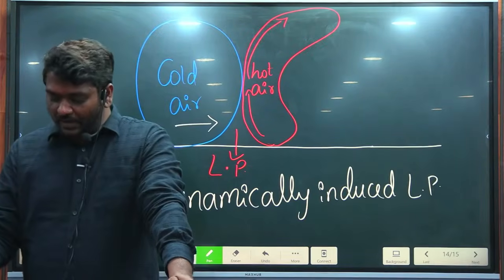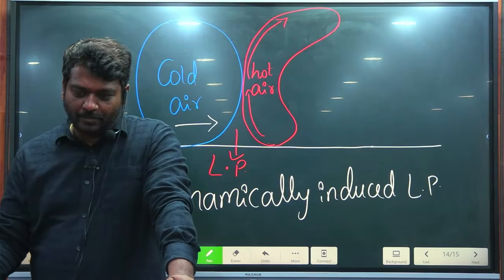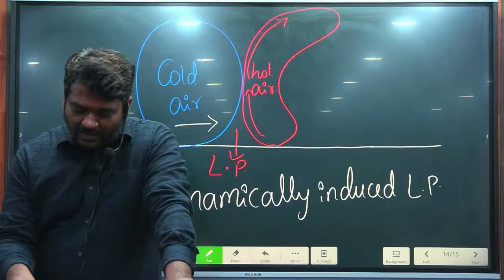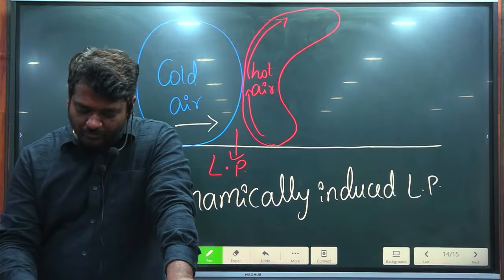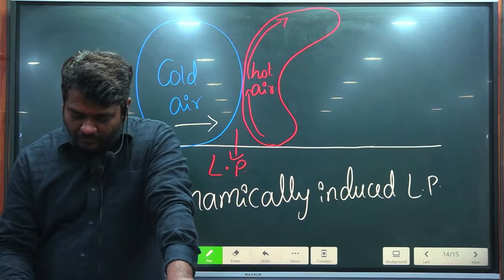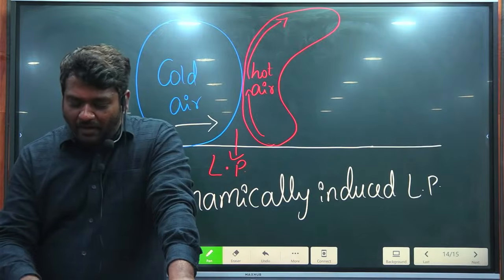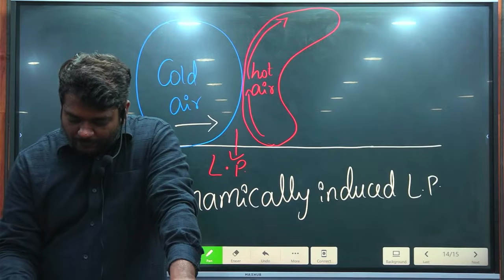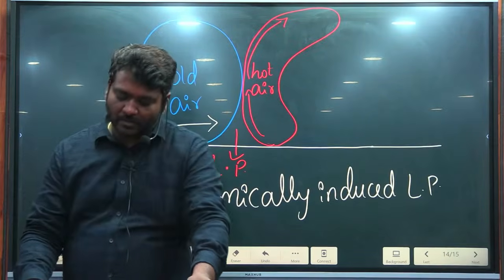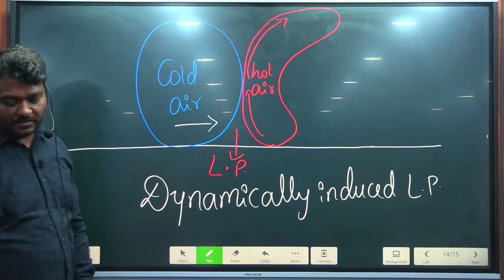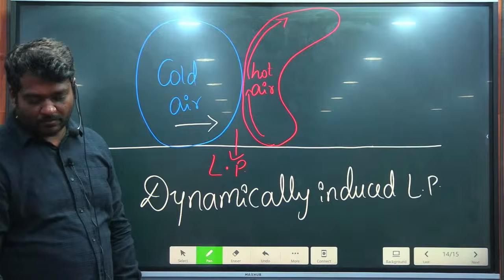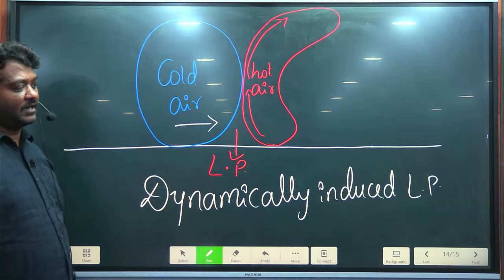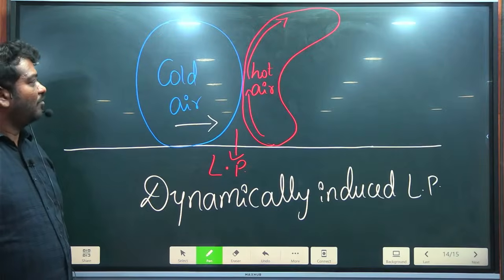Irrespective of Earth's surface temperature, when warm air and cold air converges, warm air rises.